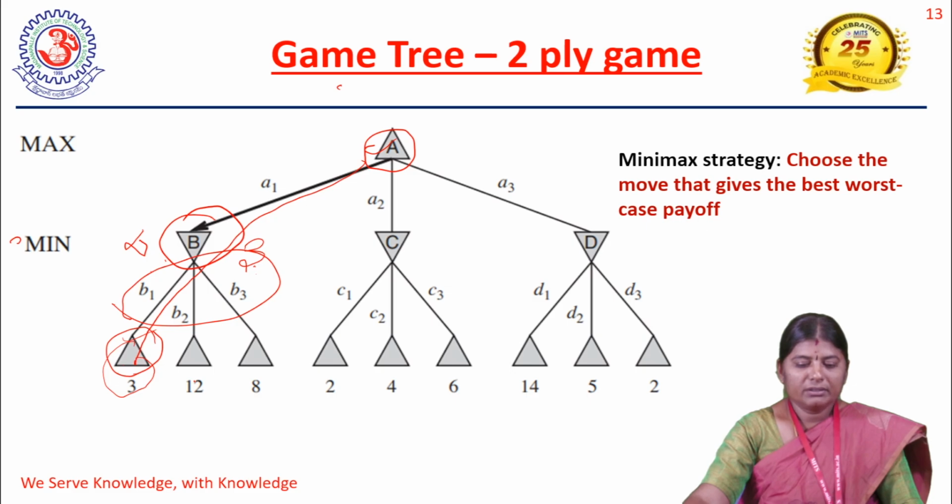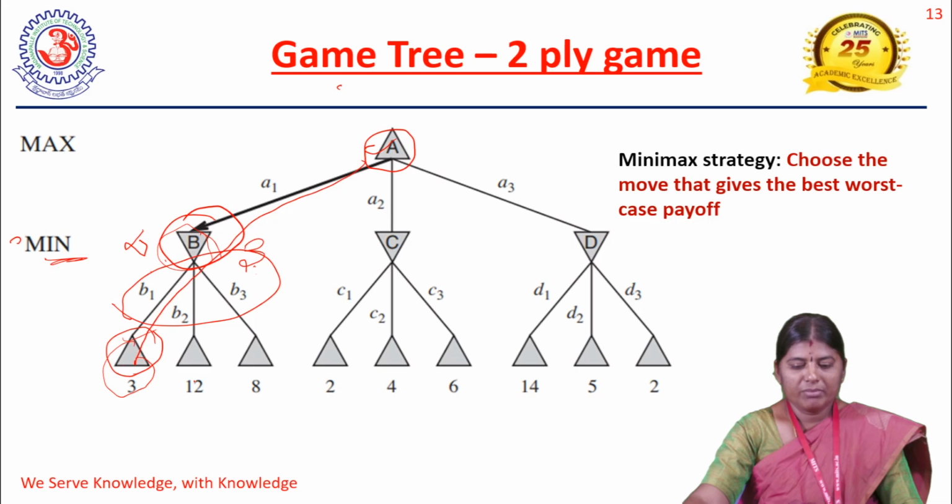This is the turn for min player. So it takes the minimum value of all its children. So finally 3 is backed up for the value of B, min player.